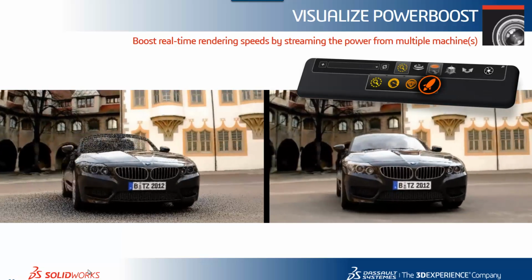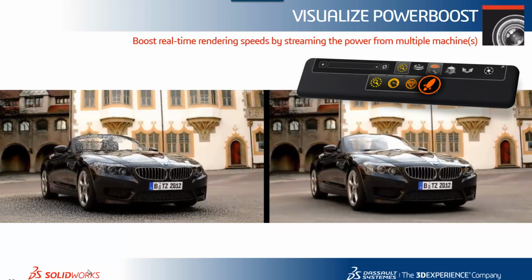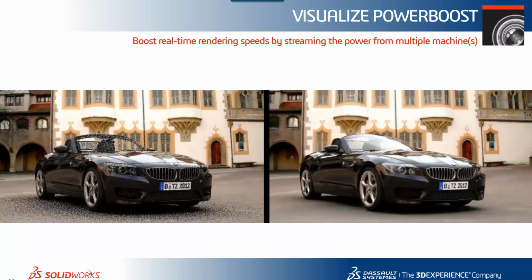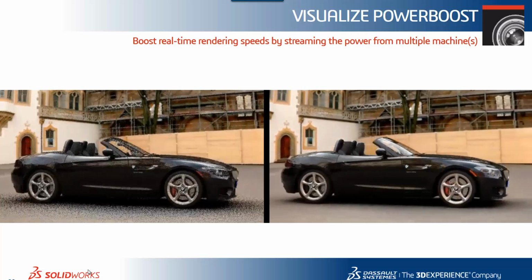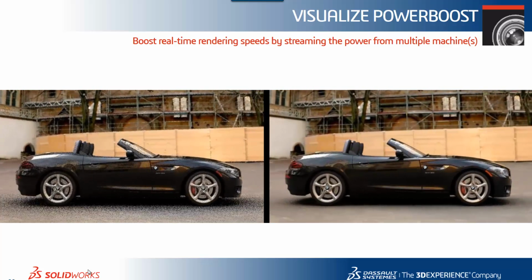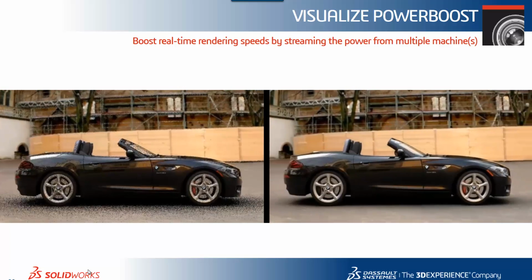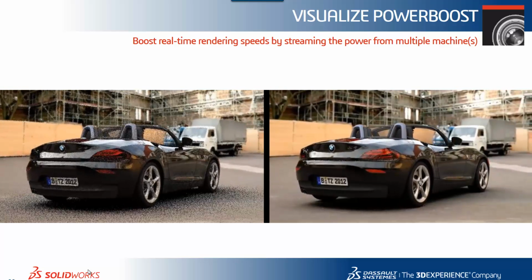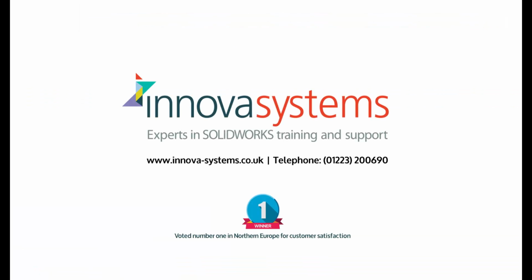You may have seen on my machine that the rotation within the window was fairly labored. It's because it's using my graphics card to generate the imagery. Here you'll see the same laboring on the left-hand side image, but the right-hand side image is much sharper and cleaner when rotating. So using Visualise Power Boost will allow us to access graphics cards from other machines for better real-time rendering speeds.